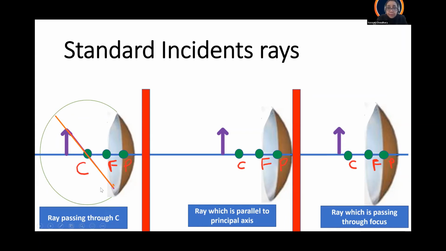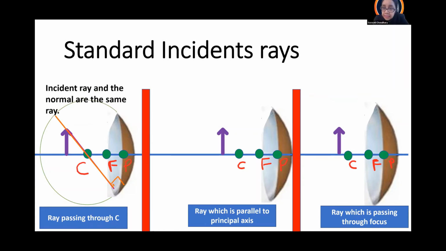Now we know from maths some theorems that this makes a 90 degree angle with this particular surface. That means if we pass a particular tangent, then it is 90 degrees to the diameter, or the radius. So we can say that the incident ray is falling at 90 degrees to the surface when the ray is passing through the center of curvature. And hence the angle of incidence will be equal to 0.